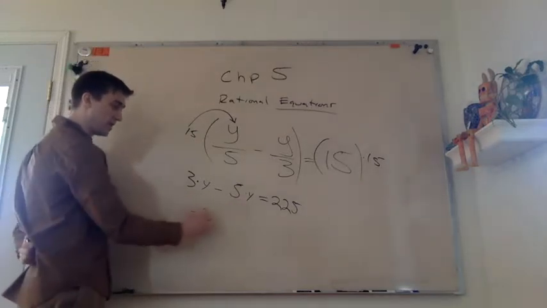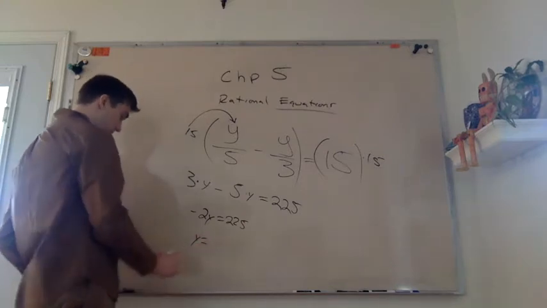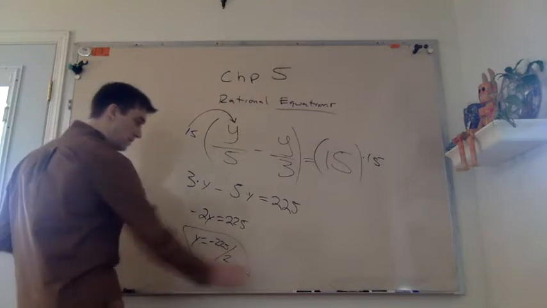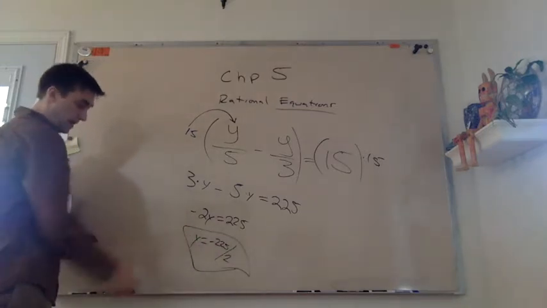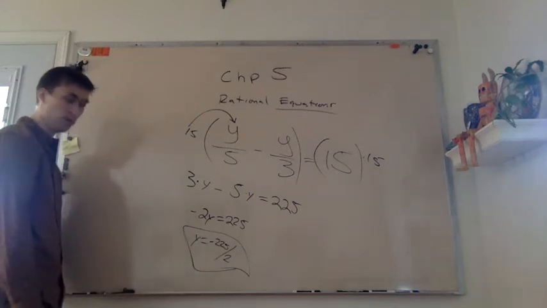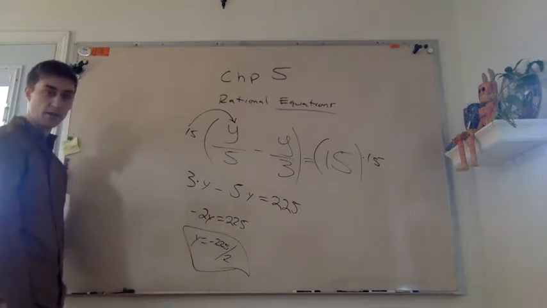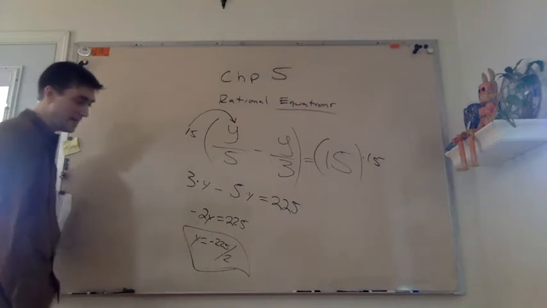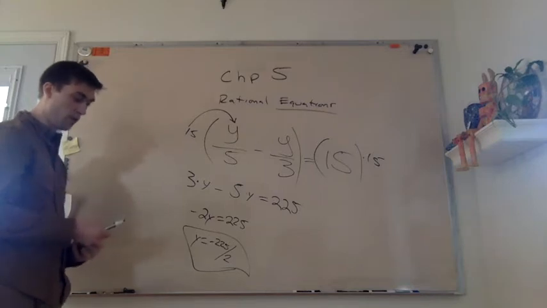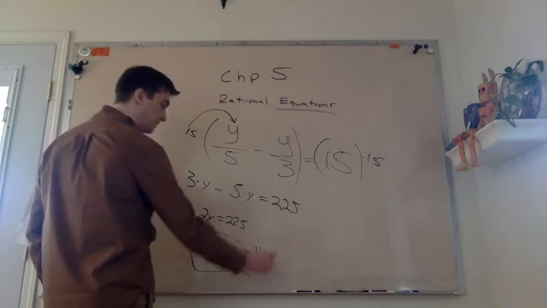3y minus 5y is negative 2y. Divide by negative 2 on both sides. y equals negative 225 divided by 2. And I'm going to leave that like that, right? I was just about to calculate it, but this is an odd number divided by 2, so it'll be some decimal if you divide those. So I just like to leave things as fractions. That's your answer. I guess it would be okay to do 225 divided by 2 is 112.5. So if you wanted to write that out as negative 112.5, that's all right.